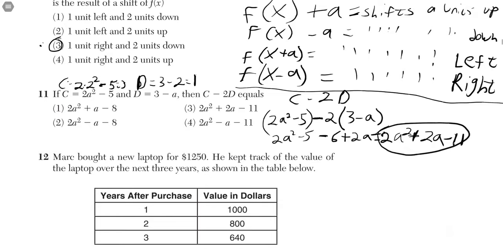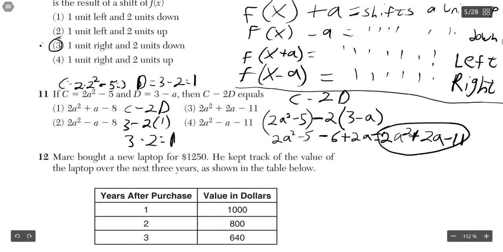Now if c is 3 and d is 1, then c minus 2d would be 3 minus 2 times 1, which would come out to 3 minus 2, which equals 1. Now, all I have to do is plug in a value of 2 for a in each of these choices and see which one comes out to 1.